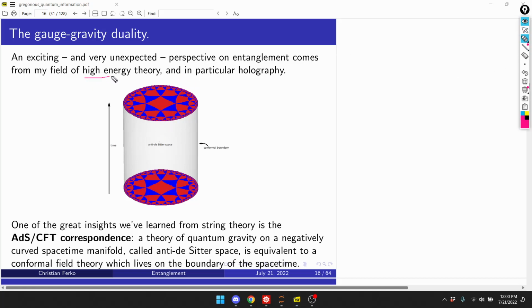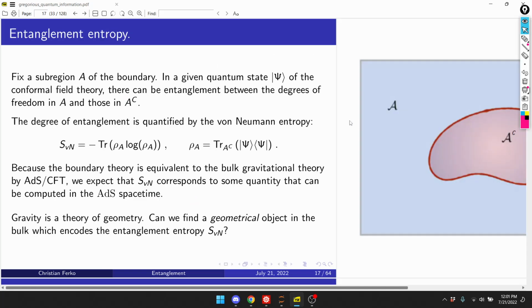So something we've learned from string theory in the past 30 years or so is that there's a remarkable correspondence between theories of quantum gravity, which are theories that live on some manifold, in this case a negatively curved spacetime manifold, and other theories called conformal field theories that live on the boundary, or more precisely the conformal boundary of such a spacetime manifold. So this is believed to be an exact equivalence. This is something that's argued for and to some degree proved in string theory, depending on your standards of what constitutes proof. So this is something we know.